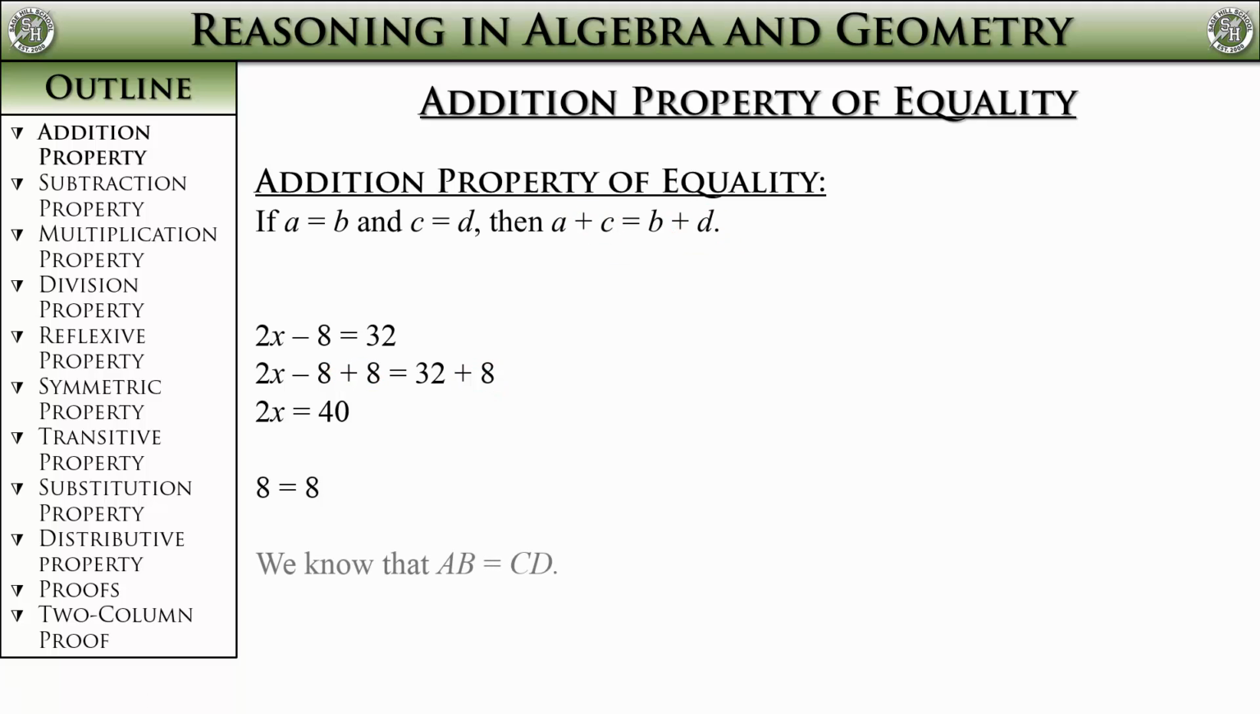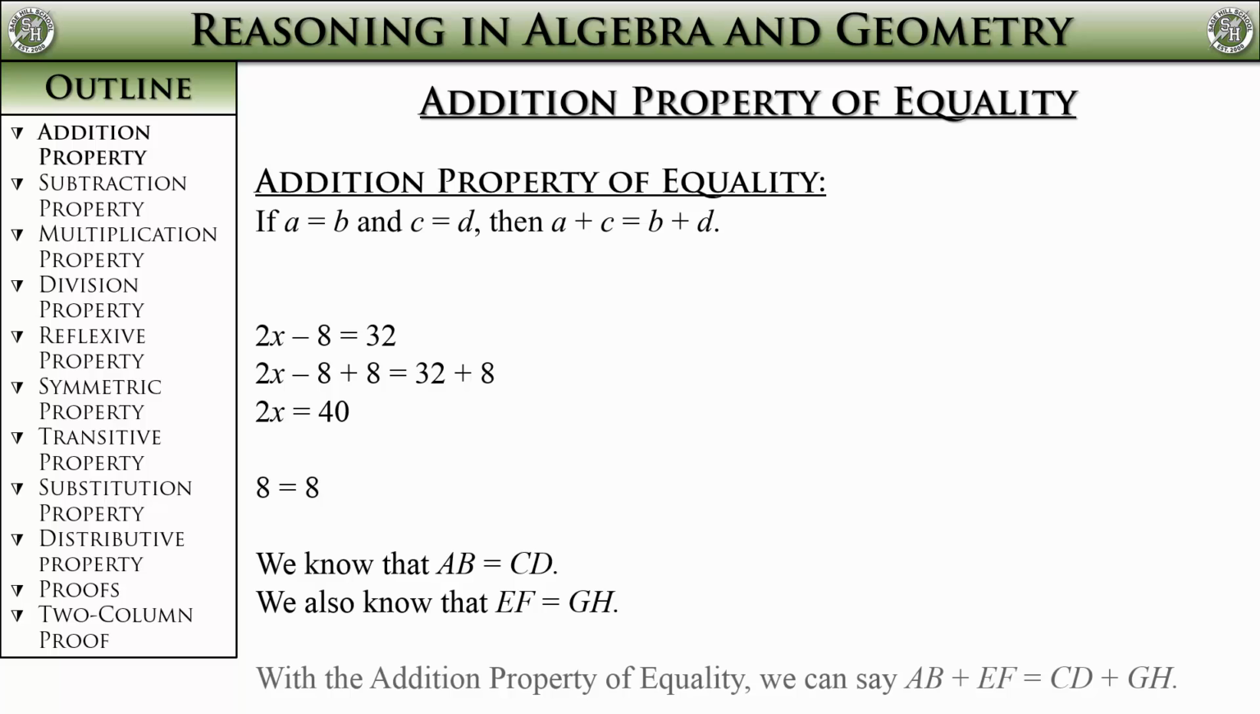Here's an example. Let's say we know that AB equals CD, and we know that EF equals GH. With the addition property of equality, we can say that AB plus EF is equal to CD plus GH. That will be a very common thing to do. It looks a little different than when we simply added 8 to both sides of an equation, but we are allowed to do it since EF is equal to GH. Just be cognizant that it will be common to use the addition property that way in geometry.